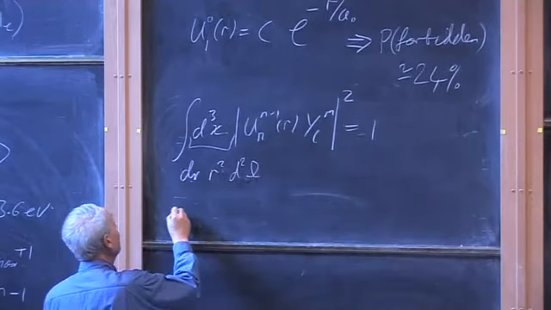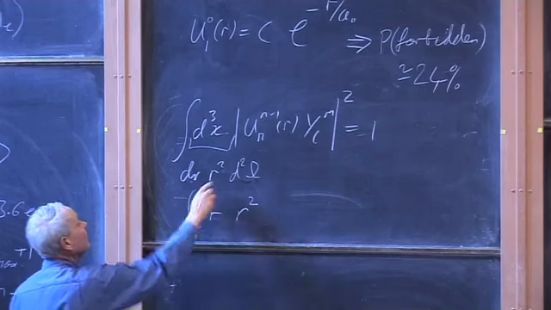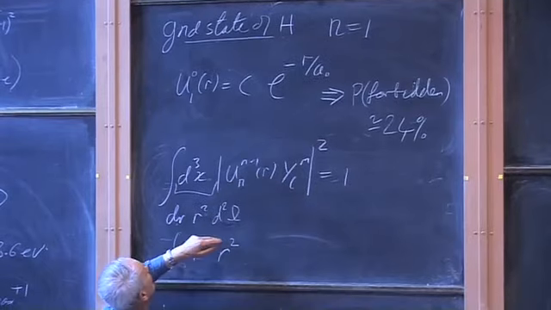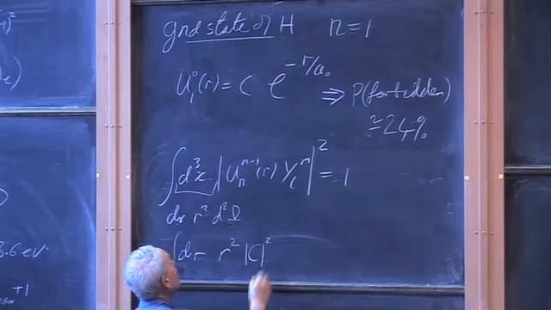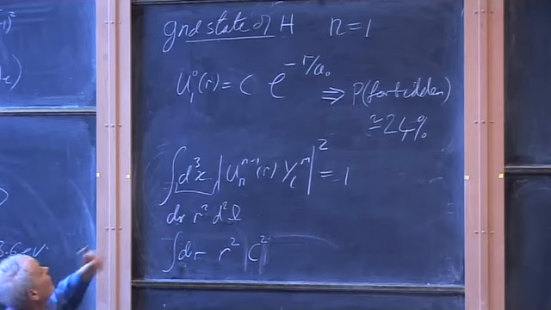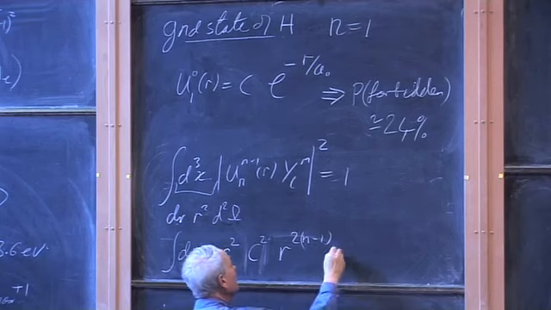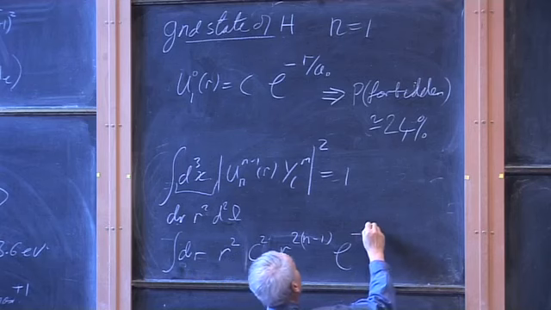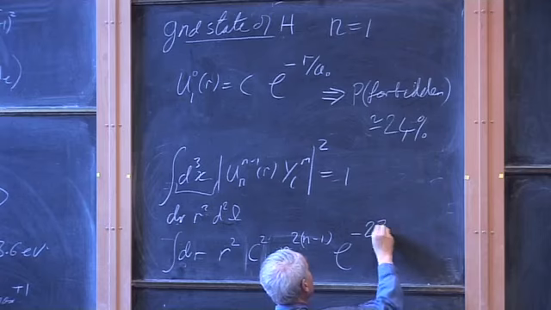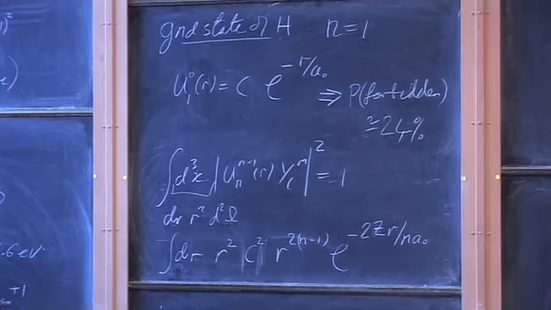So we're left with an equation which says that the integral dr times r squared times u, this thing, squared. Now, what did we say that was? That was c squared. Well, we don't need to make it a modulus. We can declare it to be real. Times r to the 2n minus 1 e to the minus 2z r over n a0. So this should be 1.